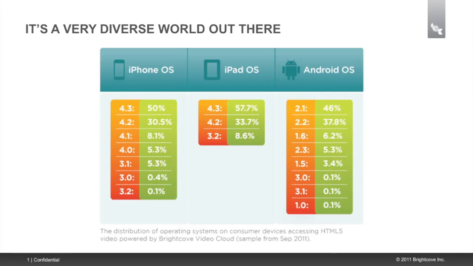So let's talk about what's available there. And this slide, by the way, I haven't updated since iOS 5 launched, and I should, because the numbers did change significantly. But what you'll see is that this is actual data from Brightcove on mobile devices hitting our system requesting HTML5 playback. So I want you to look at and see two things.